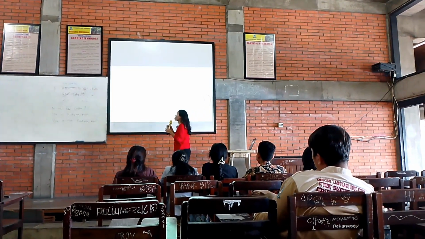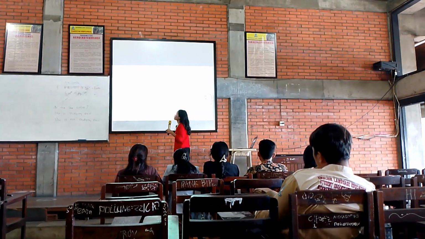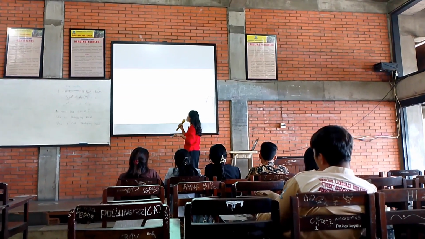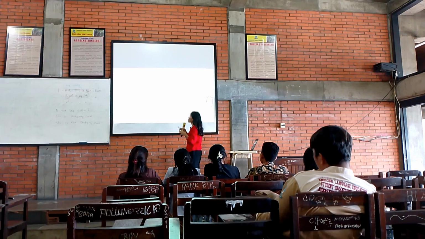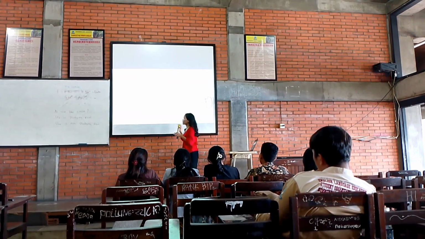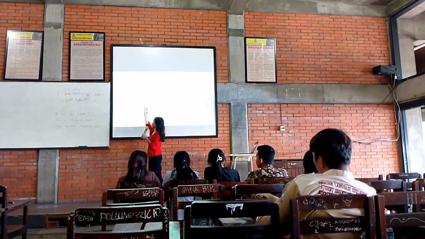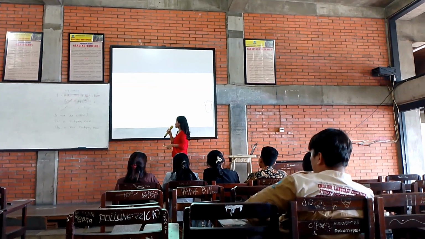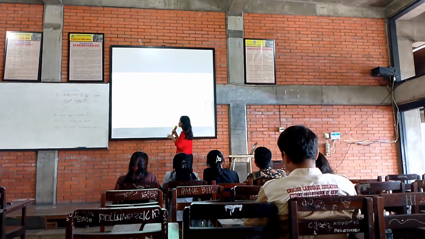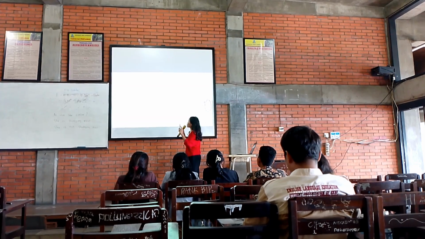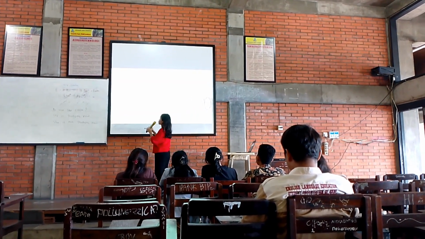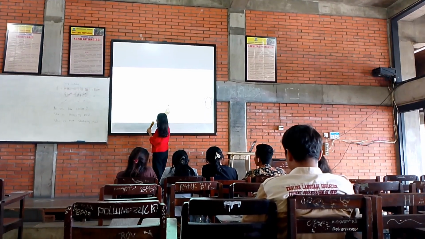The formula for positive sentences is subject plus do, does, or did plus verb 1 plus object. For example, I do like you. And the formula for negative sentences is subject plus do, does, or did plus not plus verb 1 and object. For example, she does not do her chore on Sunday.